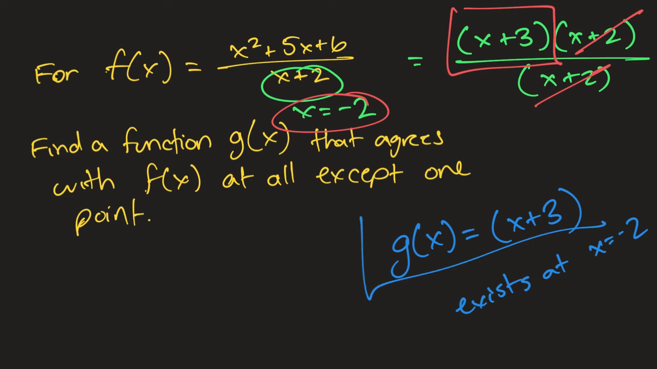So g of x is that function once I've canceled out or removed that discontinuity, and it models f of x. They have the same exact values, and you can check each one. But we've removed that area where it does not exist, and we have something that exists, in this situation, everywhere.